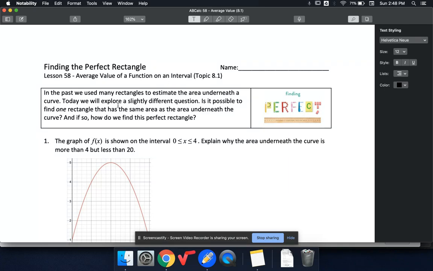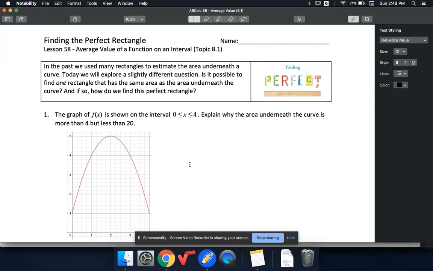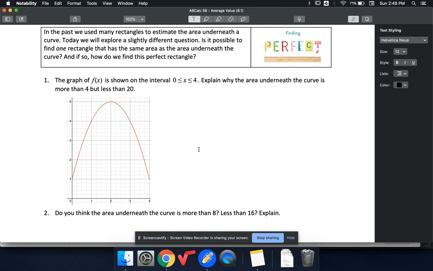So we remember that when we first learned about integration, we talked about finding a bunch of rectangles to estimate area under a curve, and we called those our left and right Riemann sums. Well, now we want to think about finding a single rectangle to have the same area as the area under the curve. So not just one rectangle that's under the curve, but one rectangle with the same area as the area under the curve. So looking at this parabola here, we're going to try and figure out the area between x equals 0 and x equals 4.